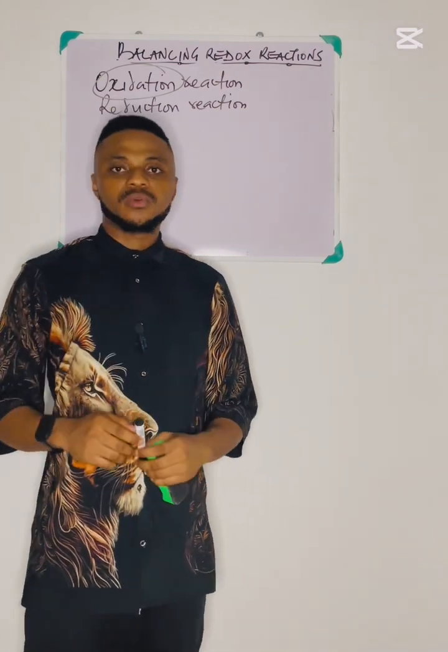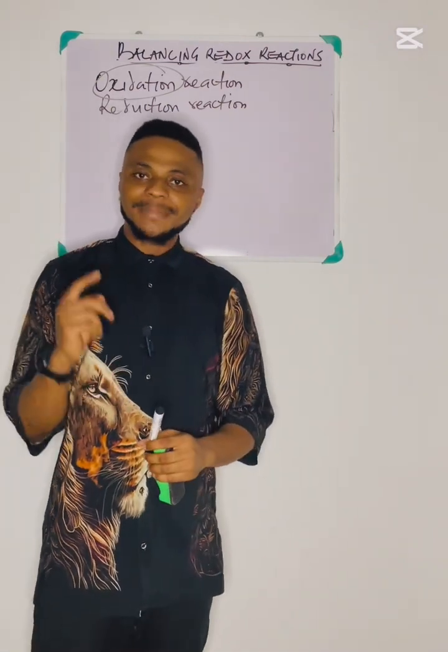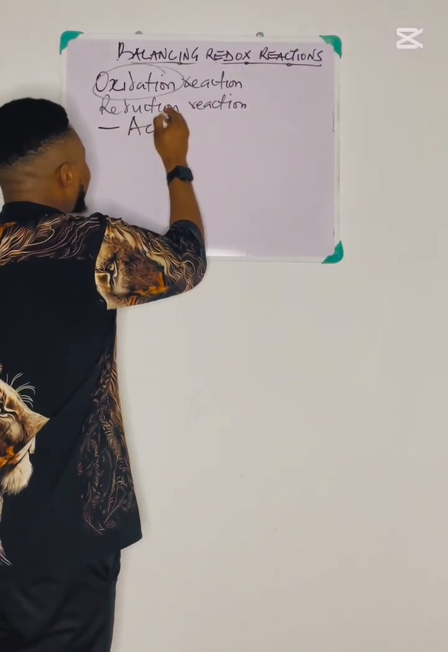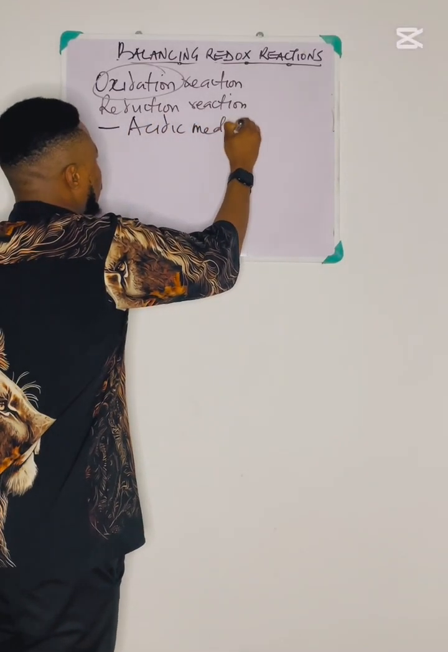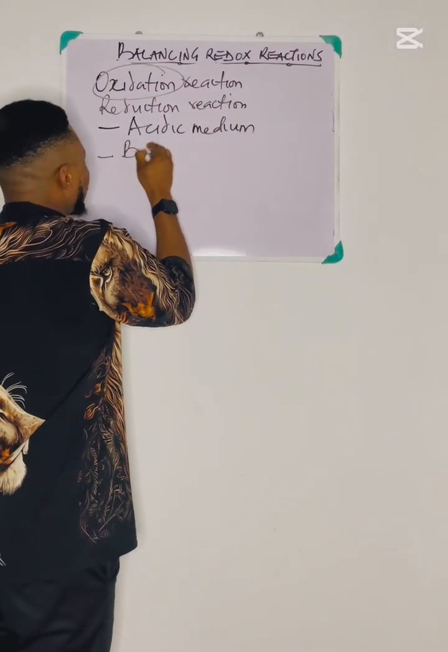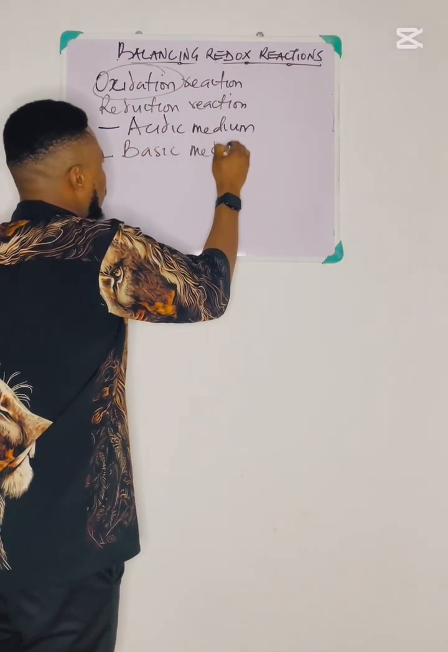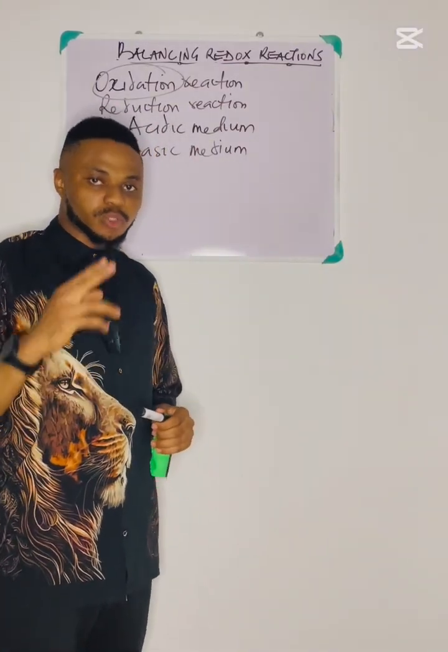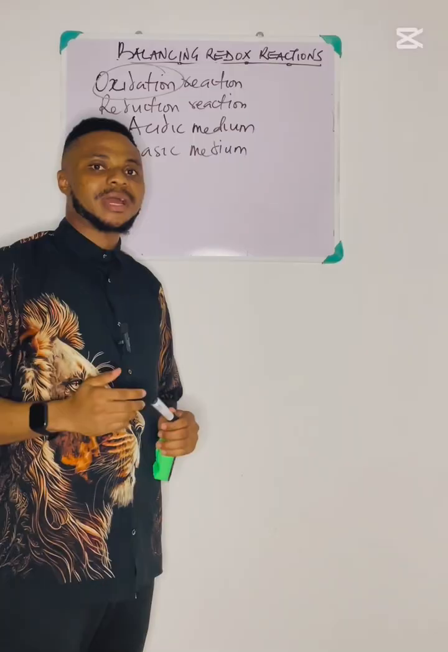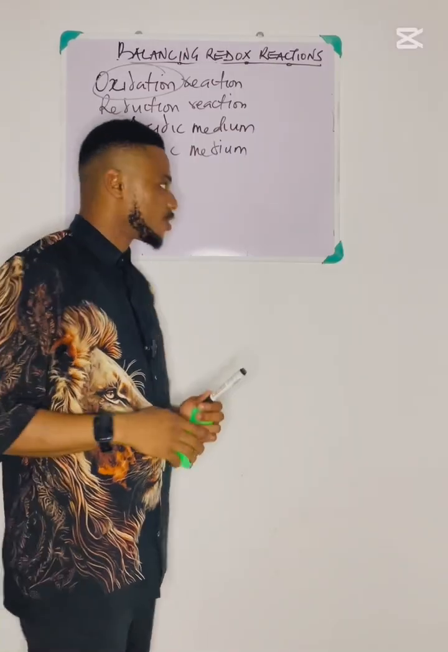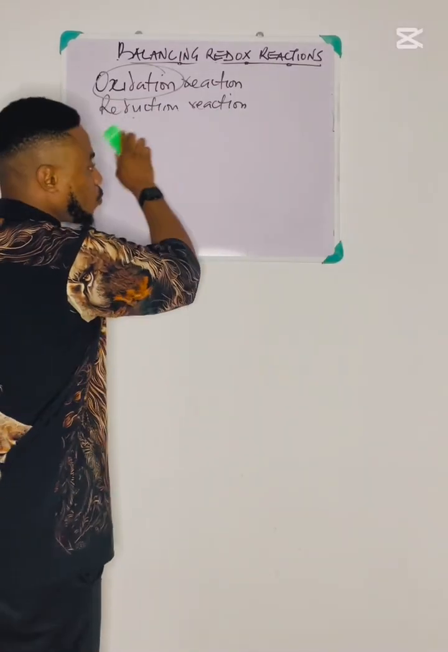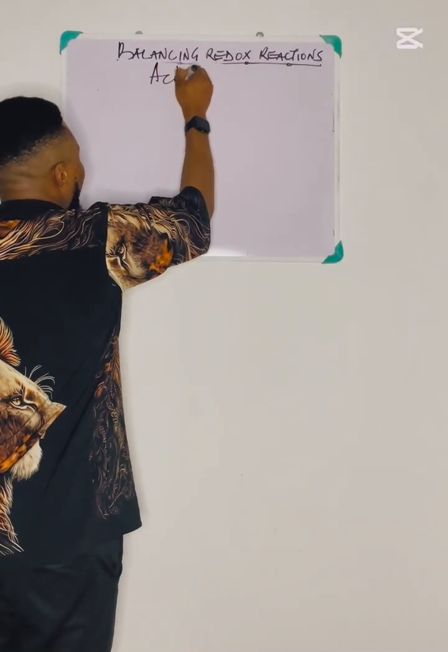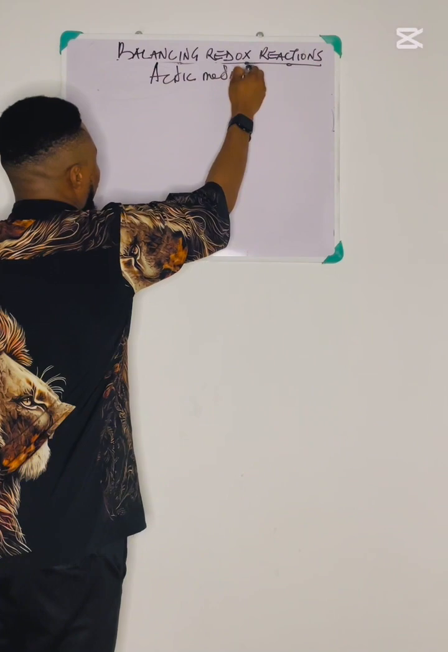I want to let you know that there are two mediums through which we can balance redox reactions. The first medium is called the acidic medium, while the second medium is what we call the basic medium. So basically in this video, I'm going to be explaining the two different mediums through which we can balance redox reactions. Now let us first of all begin with the acidic medium. So we'll be looking at acidic medium.